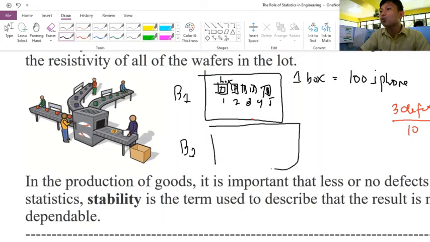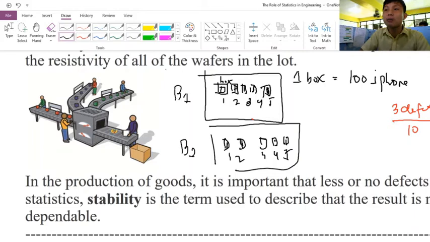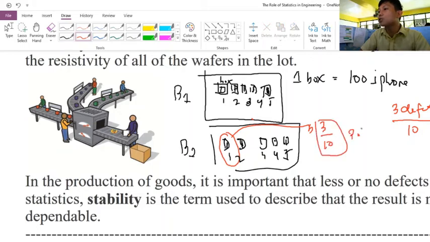Batch number 2. Same lang din, 1, 2, 3, 4, 5 boxes na. Pero ibang box, magkaiba naman. Now, on this time, instead of choosing box number 3, we choose box number 1. So, kapag nag-arrive pa rin tayo sa same na 3 defects per 10 iPhones na nakuha natin sa ating sample, which is 30%. So, ibig sabihin, talagang malala.